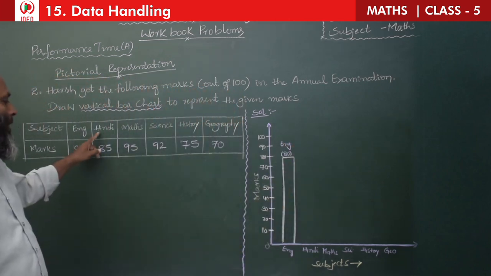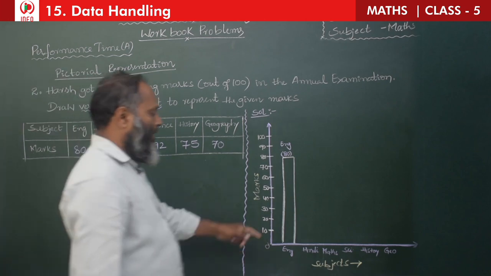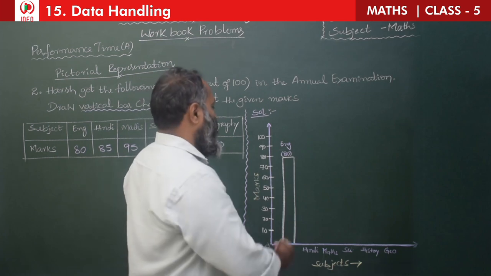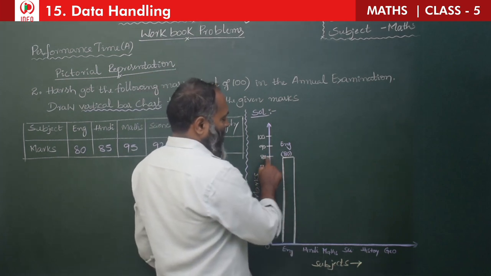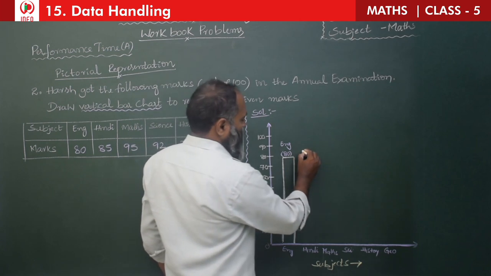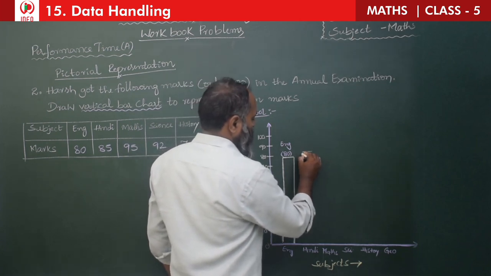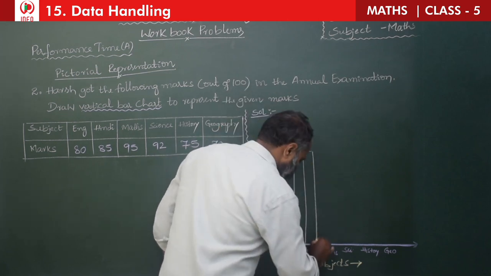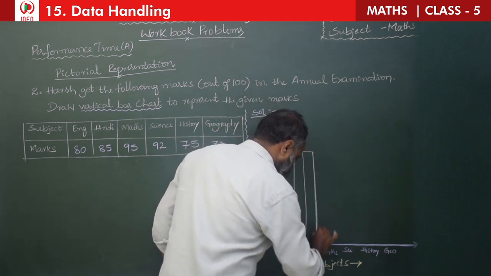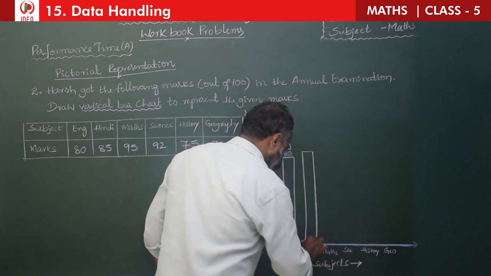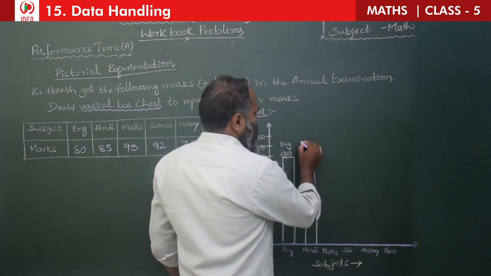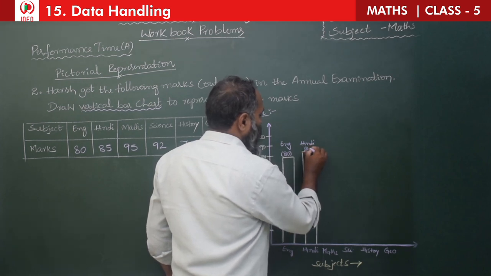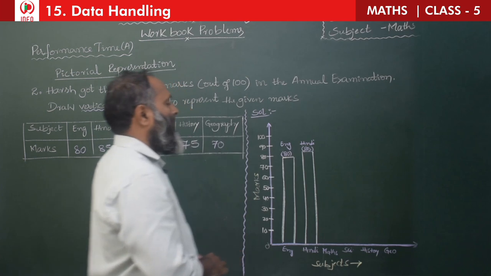Now, in Hindi 85, again you should leave one box, one centimeter, and draw in the next one. Hindi 85 means in between 80 and 90, so the dark line represents 85. This is Hindi, 85 marks in Hindi.